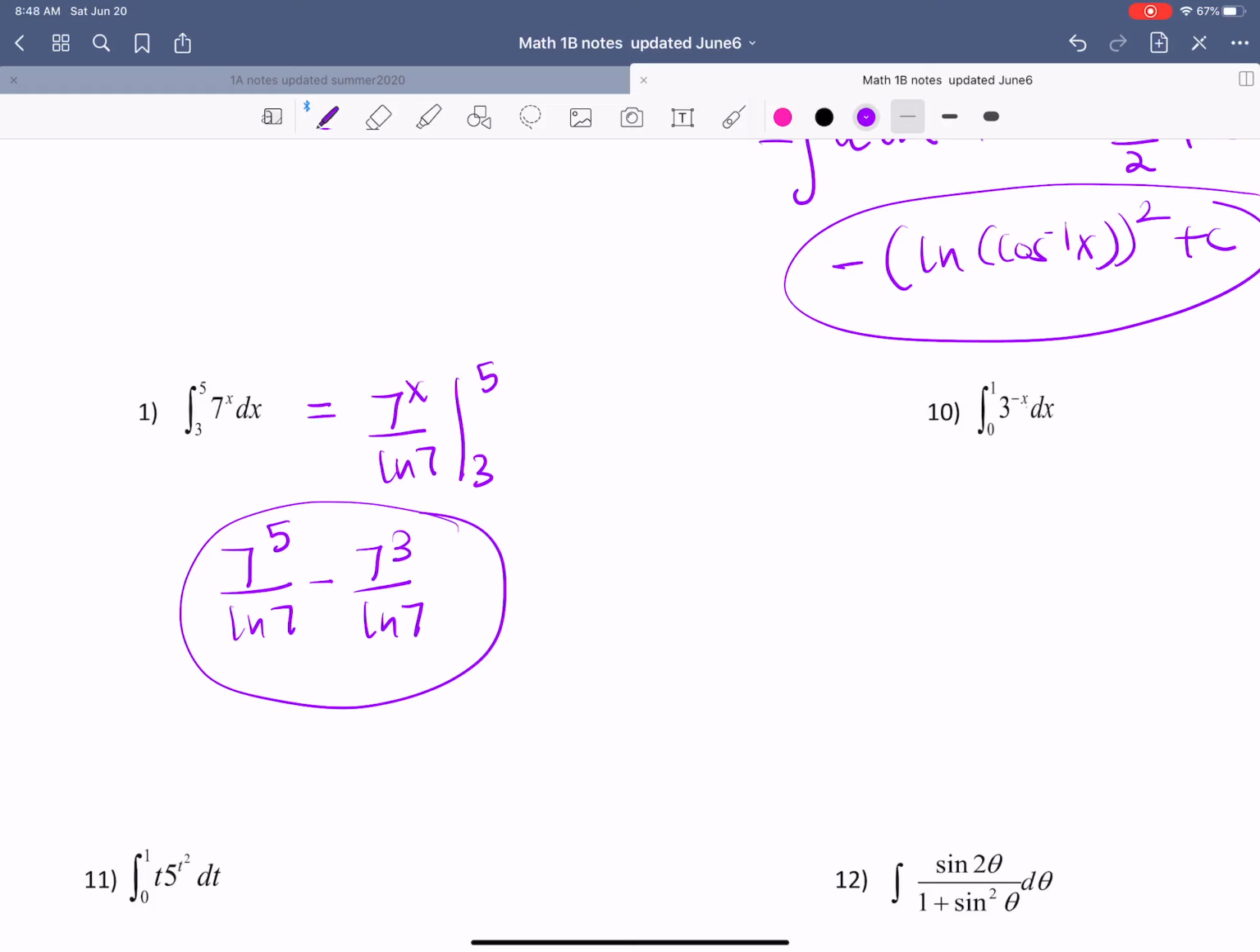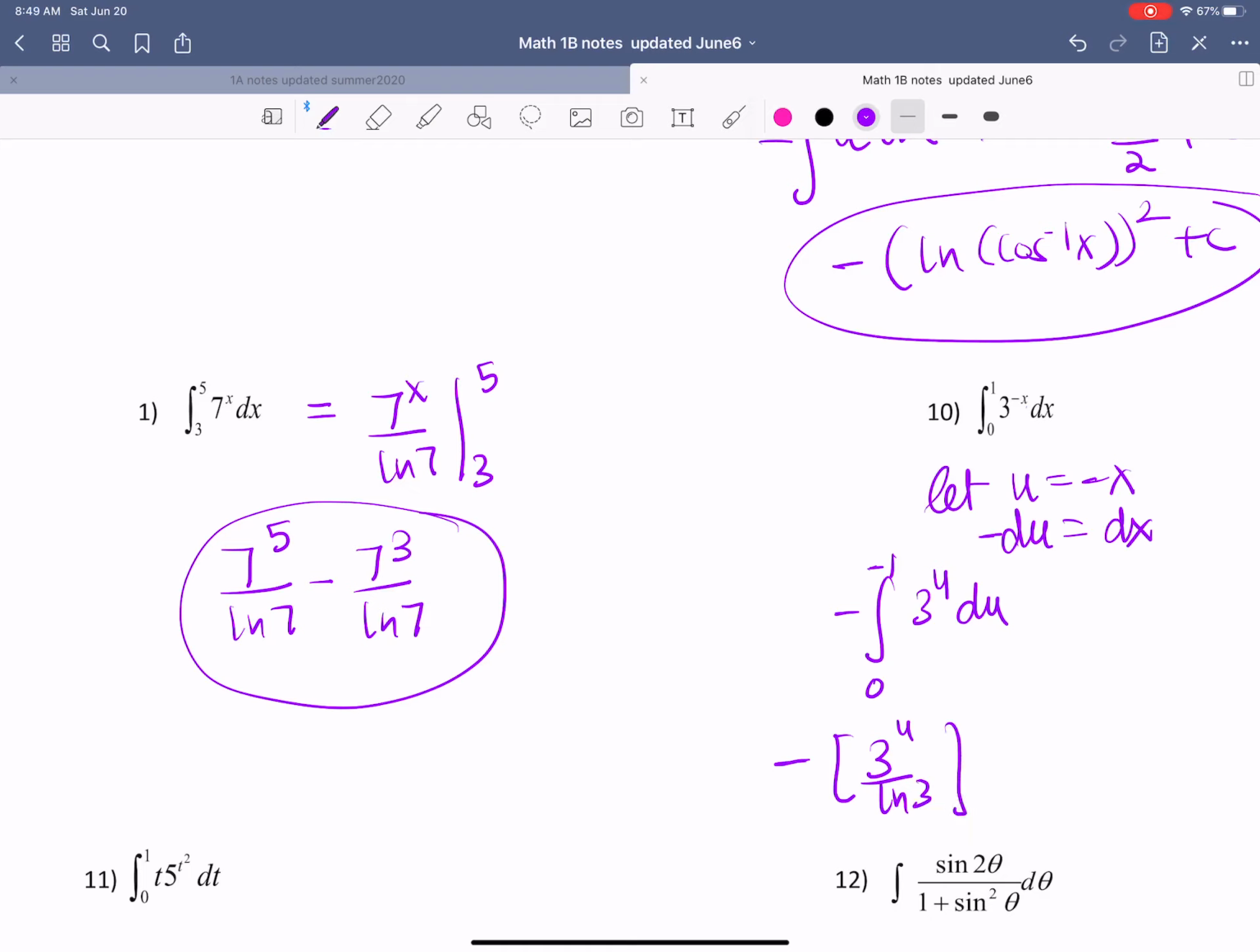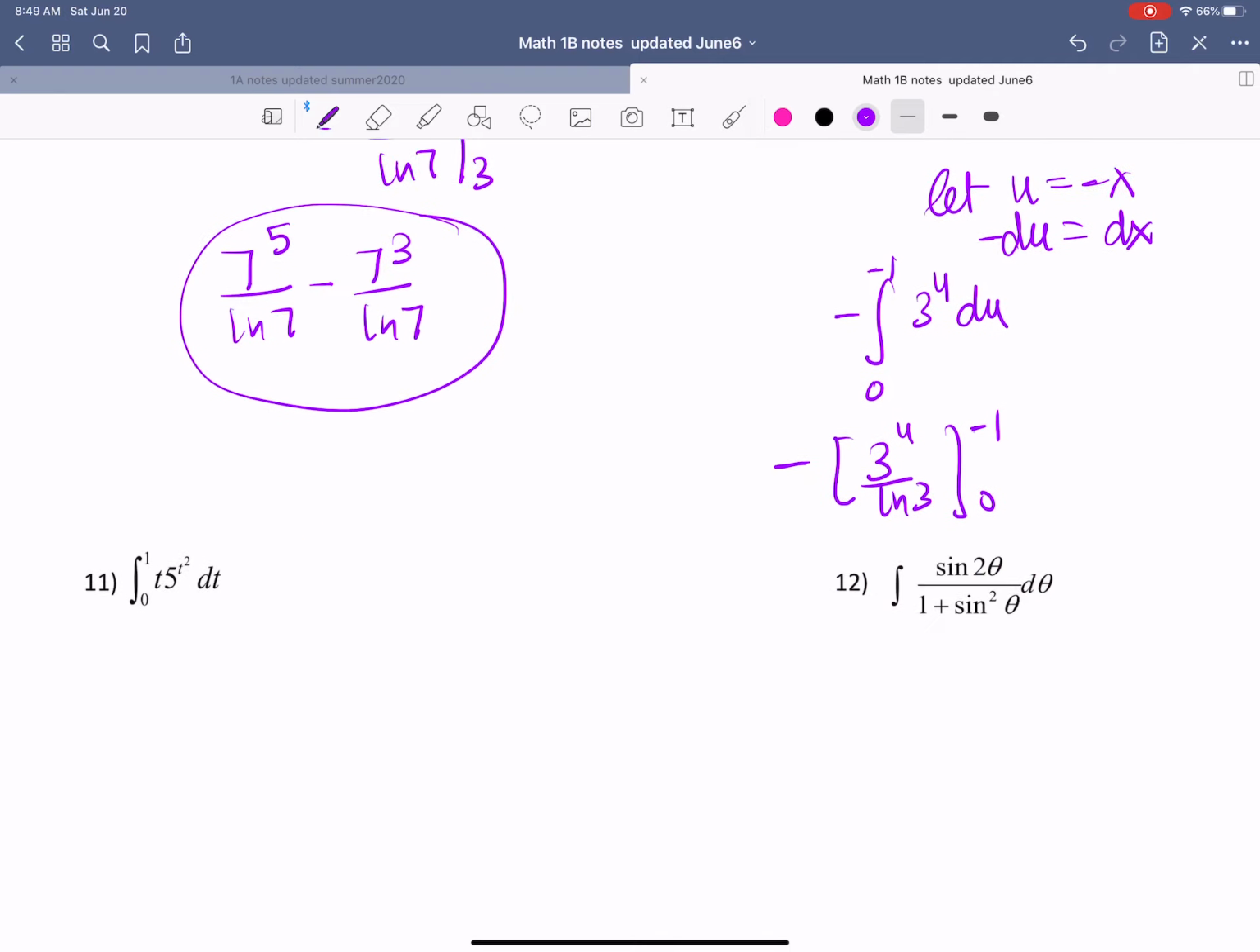Here we have the negative exponent, so just to make it a little bit nicer, I'm going to let u be the negative x. Negative du would be dx. So this is 3 to the power u du with the negative in the front. When x is 0, u is 0. When x is 1, u is negative 1. So it turns out to be 3 to the power u over natural log of 3 going from 0 to negative 1. Go ahead and simplify, plug the bounds in, upper and lower bound, and I'm going to leave that for you guys to try.